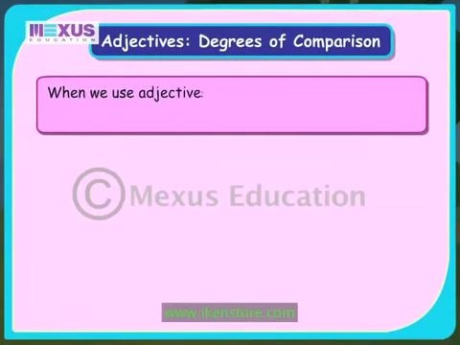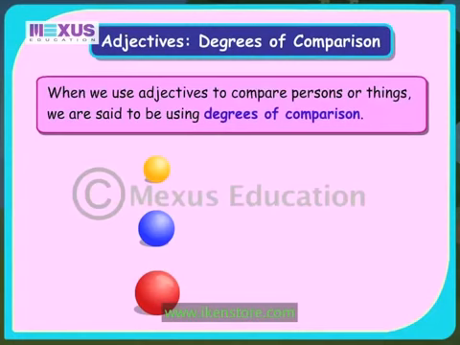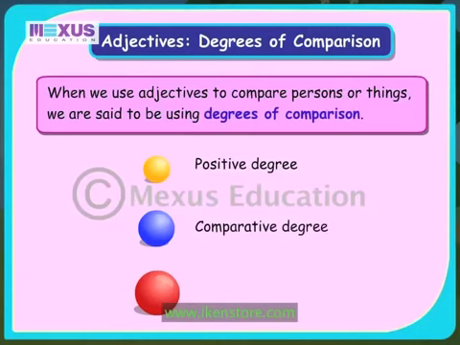When we use adjectives to compare persons or things, we are said to be using degrees of comparison. Adjectives have three degrees or forms of comparison. The positive or basic form, called the positive degree, and two comparative forms, which are the comparative degree and the superlative degree. Let us study each of these degrees in greater detail.